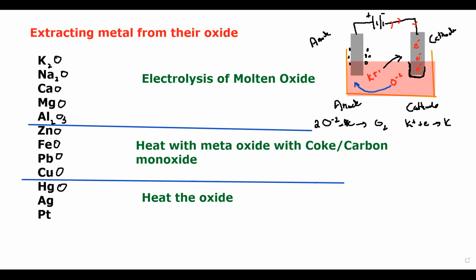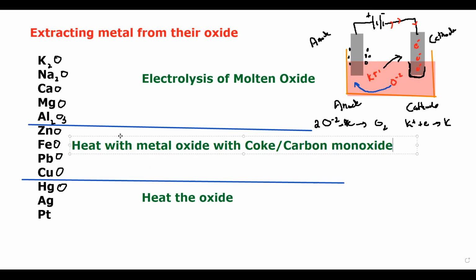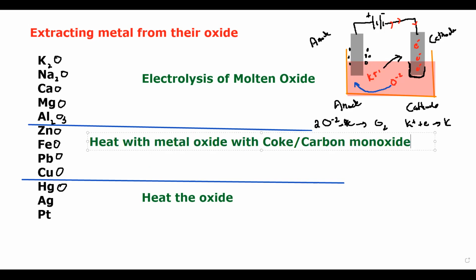It can work for all the other cases as well, but because passing the current increases the cost of extraction, for moderately reactive metals we simply heat the metal oxide with coke. So for elements from zinc to copper, we can heat with carbon, or we can also heat with carbon monoxide.